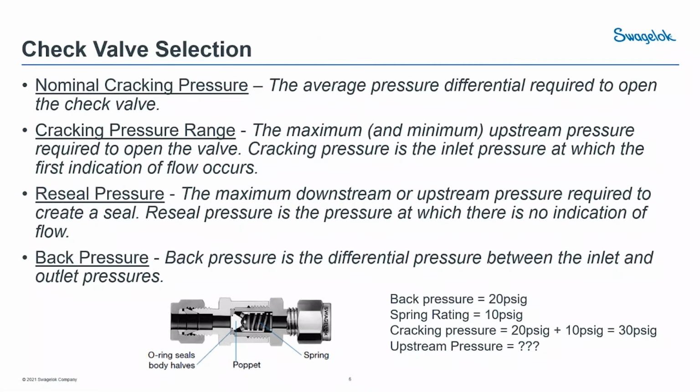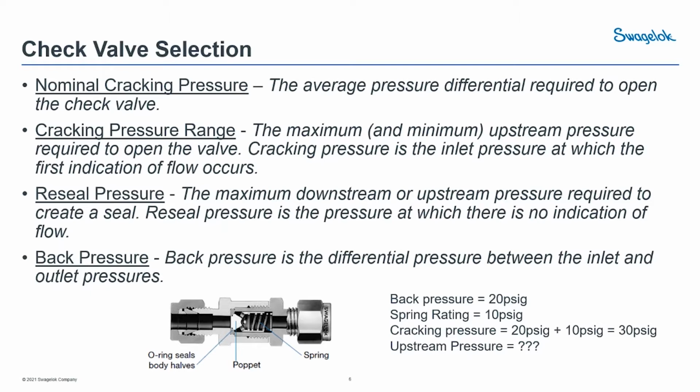So when we get deeper into check valves, there are some very specific items that are specific only to check valves. CV is pretty common, and elastomers and material selection are pretty common. Like I said, you can jump back to previous webinars to learn more about those. But check valves themselves have very specific items: nominal cracking pressure, the cracking pressure range, reseal pressure, and back pressure. So check valves work basically on differential.